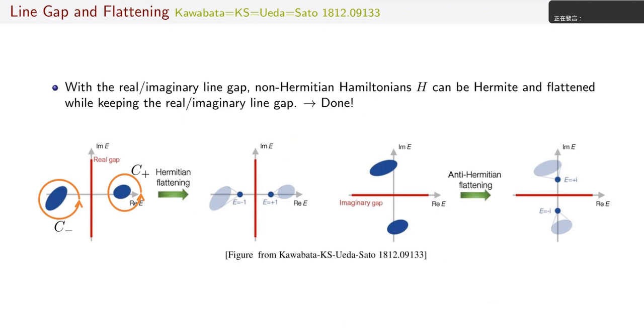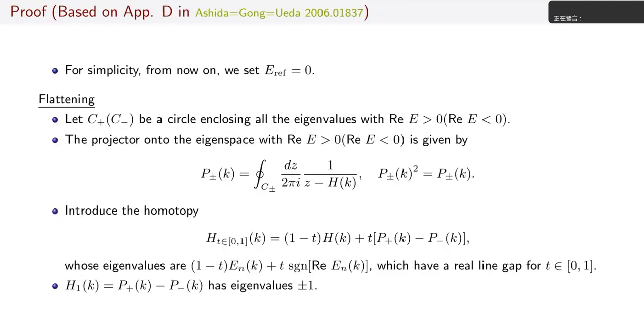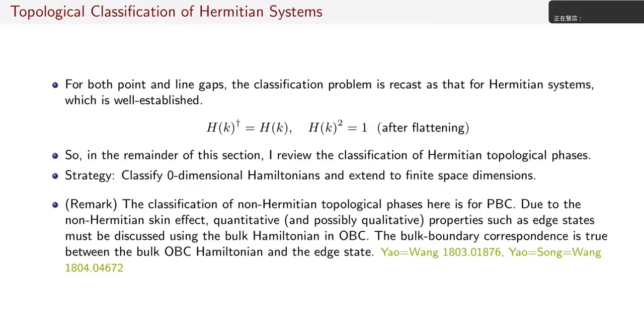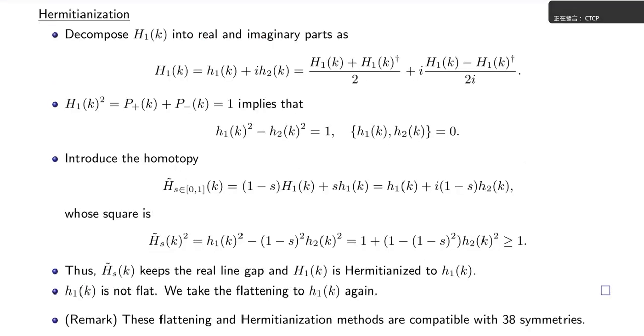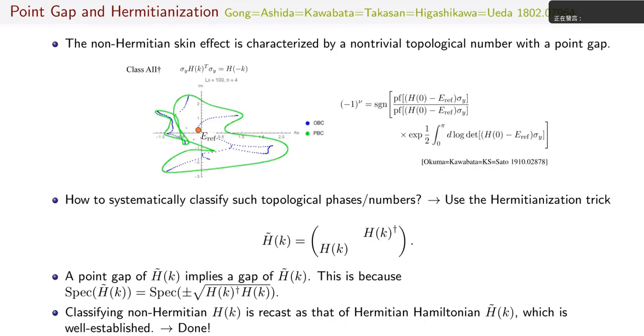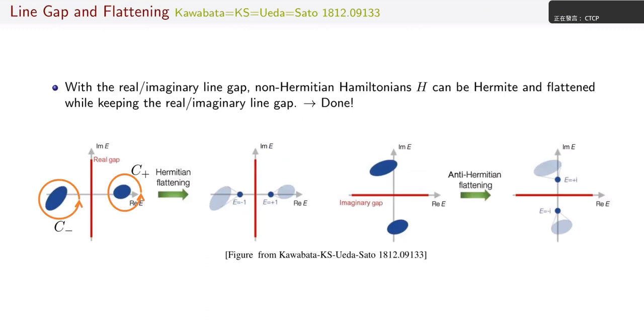Okay, so then the question is how to get the classification table. This one. Yeah. So this is a completely Hermitian problem. So I'm not sure about it.